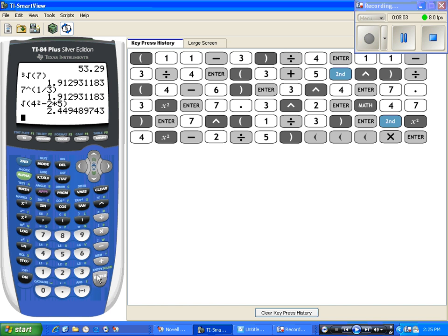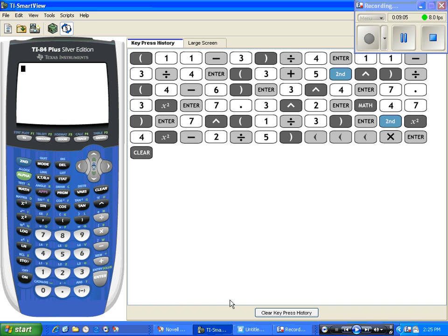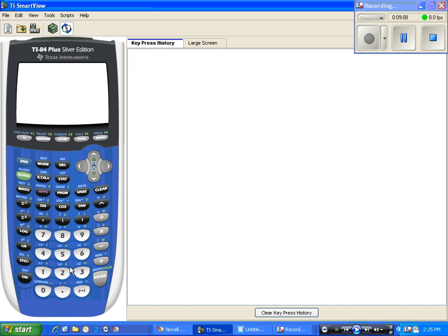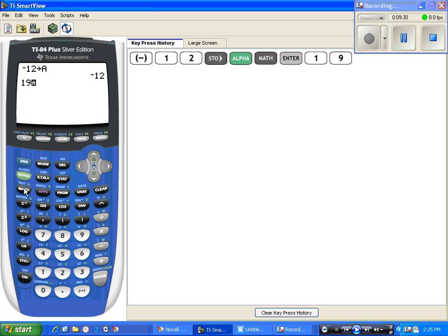Okay, storing's handy when you've got a lot of numbers you're trying to remember. Clear things out here. So I'm going to store -12 into the storage space A. -12, store alpha A. And then we can press enter, and then every time we type the letter A, the calculator will put in a -12. So we could do 19 alpha A, and our result there, -228, is 19 times -12.